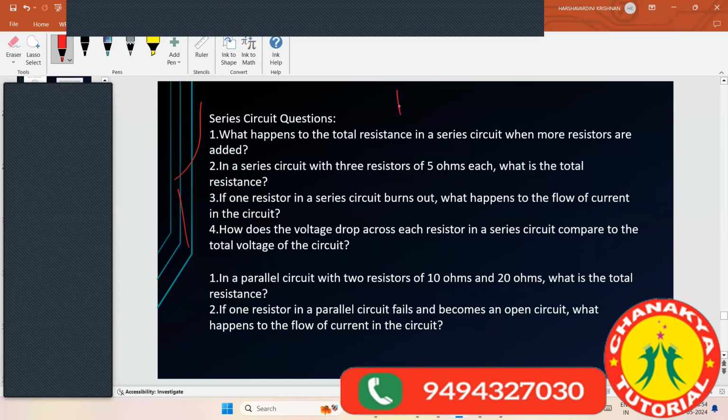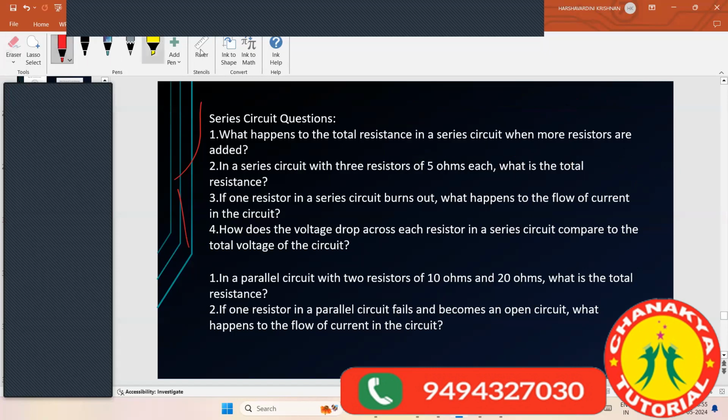How to prove? It's very easy to prove. If I'm asking you to prove it, there is a resistor 1, resistor 2. So basically the total resistance will be R tot is equal to R1 plus R2. In case 2, if I'm adding one more resistor, R3, now the total resistance will be R tot equals R1 plus R2 plus R3.